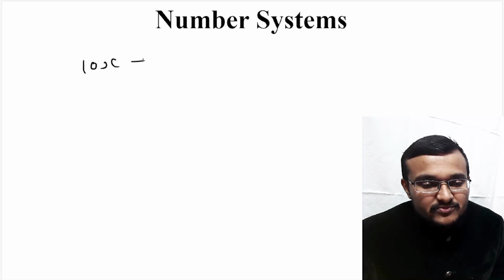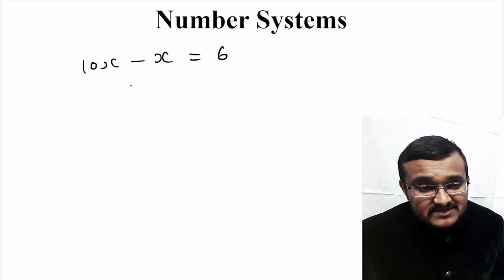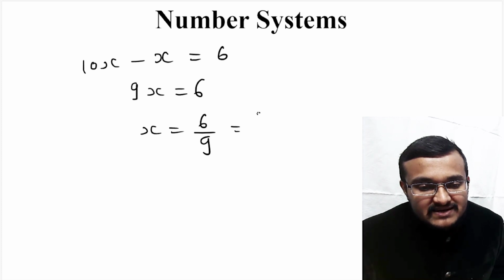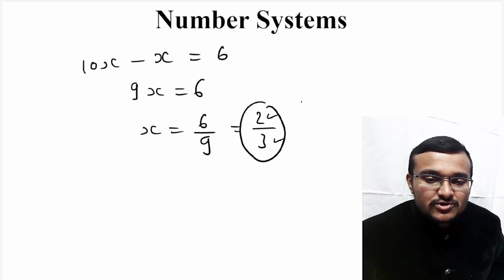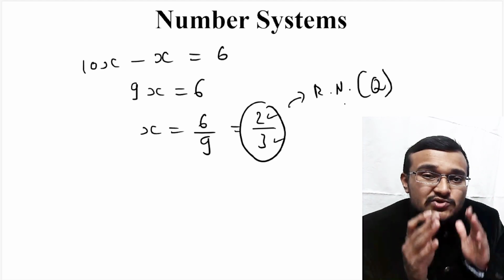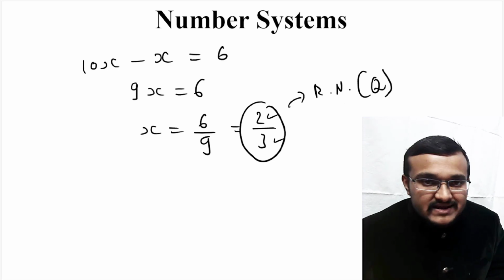When you bring that particular x to LHS, it becomes 10x minus x is equal to 6. So 10x minus x is equal to 9x, which is equal to 6. So x is equal to 6 by 9. I can write 6 by 9 as 2 by 3. Here you can see 2 is an integer, 3 is an integer, and the denominator is not equal to 0. So this is a rational number. Like this you have to express a given number as a rational number.